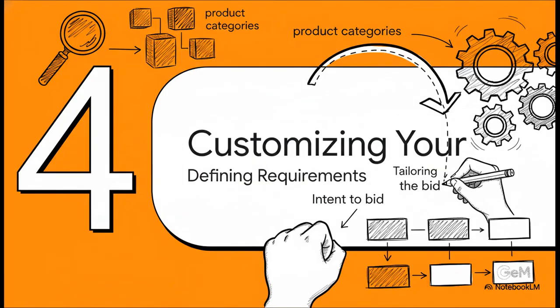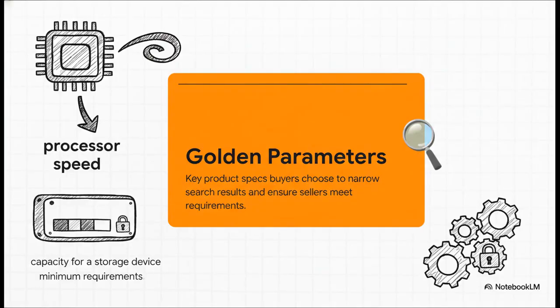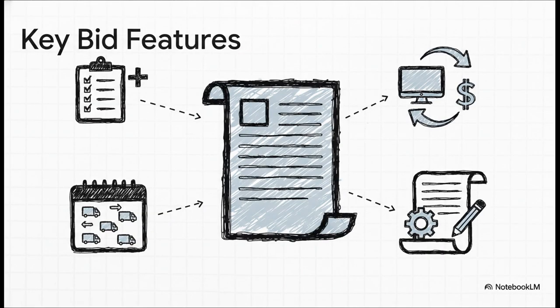All right, you found your product category, and you've told the system you want to create a bid. Now comes the really powerful part. You get to tailor this bid to your organization's exact needs. This is where you really take control. You're going to hear this term golden parameters thrown around. Don't worry, it's not as complicated as it sounds. These are just the most important must-have specs for your product. You know, the deal breakers. By selecting these, you're making sure that every single seller who participates in your bid can actually meet your basic requirements. And you can customize so much more.